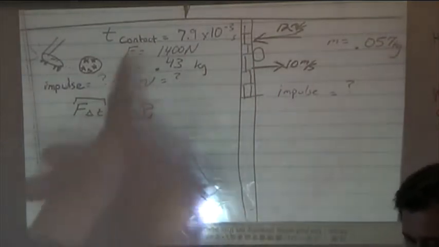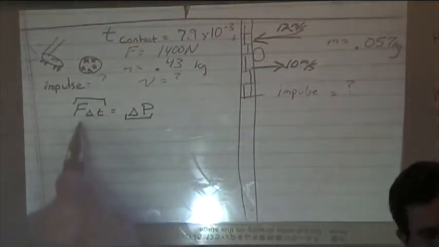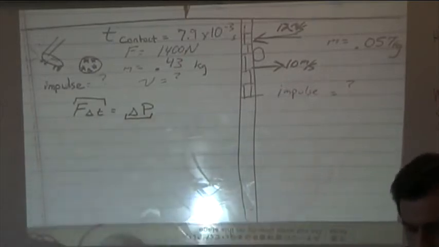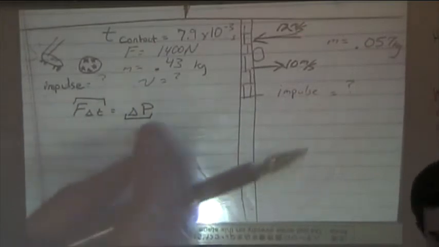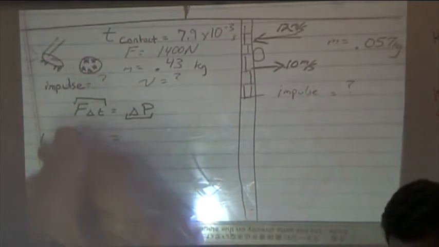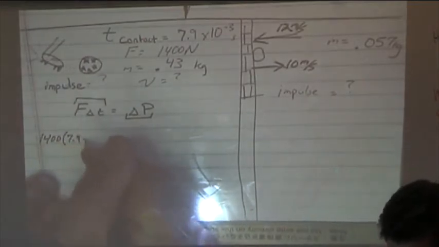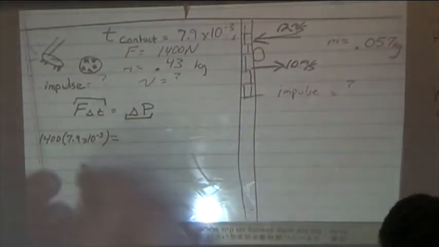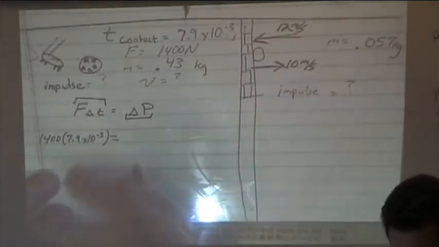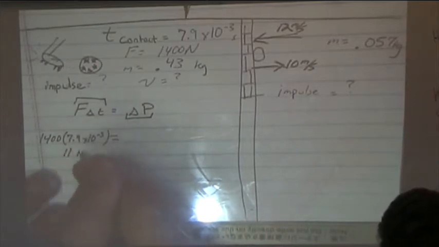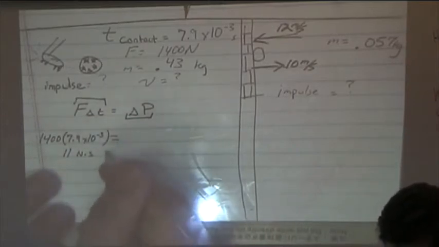Well, given the information, you would work on the left-hand side of the equation. Again, either side of the equation is the impulse. The entire equation relates the impulse to the change in momentum. So working on the left-hand side of the equation, we substitute the 1,400 for force and 7.9 times 10 to the minus 3, and that gives us an impulse of 11.06, or if we go to two sig figs, 11 Newton seconds equals the impulse.